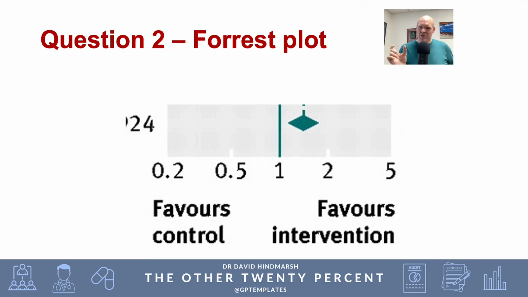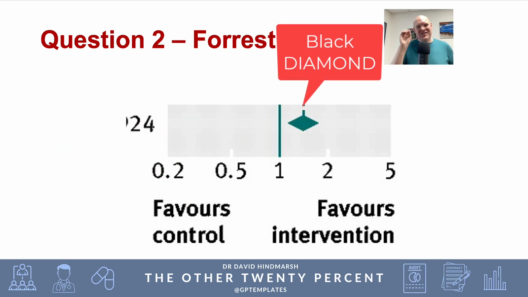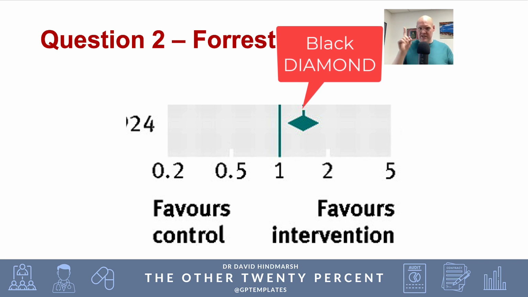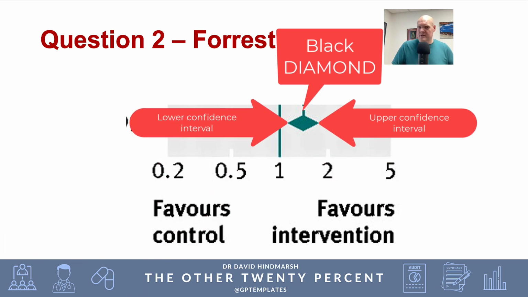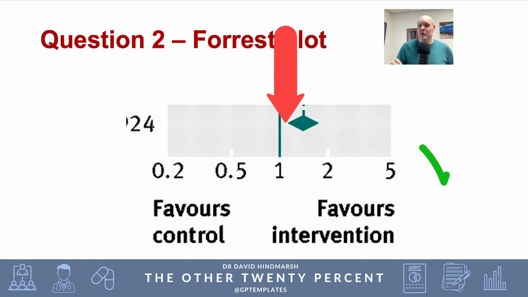Moving up, this black diamond shows us the overall conclusion. The 2 sides of the diamond, the left and the right, are the confidence intervals based on the evidence that we got presented. As is clear from the no effect line, the overall conclusion is that it favours intervention, and you can see that it's well clear of that 1.